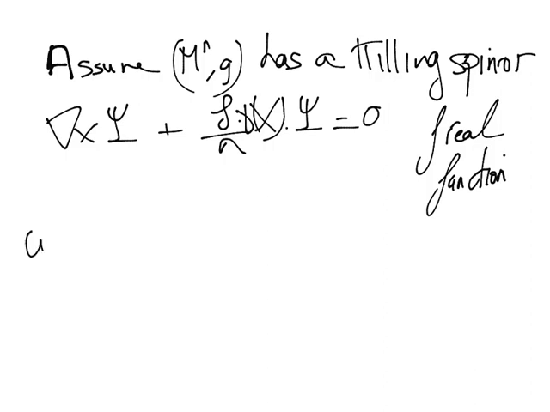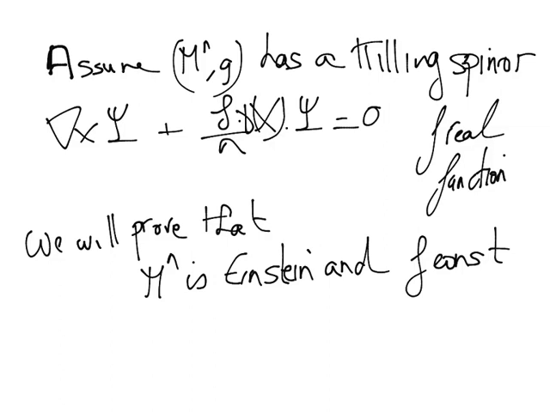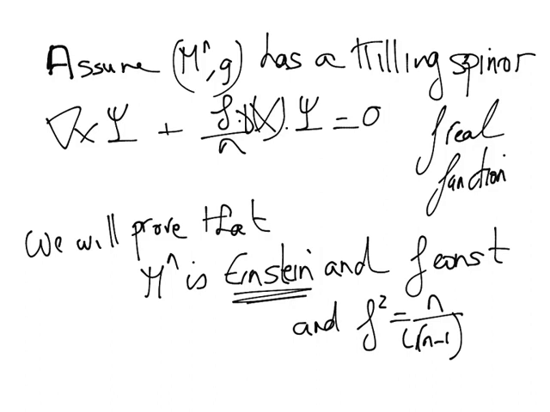So we will prove that M is Einstein and f is constant, or much more, that f squared is n over 4(n minus 1) times the scalar curvature. I don't need to write the infimum of the scalar curvature because my manifold is Einstein, so the scalar curvature is already constant. So this means that I have the equality case in the Friedrich inequality, and my manifold is of course Einstein. I'm going to do it.